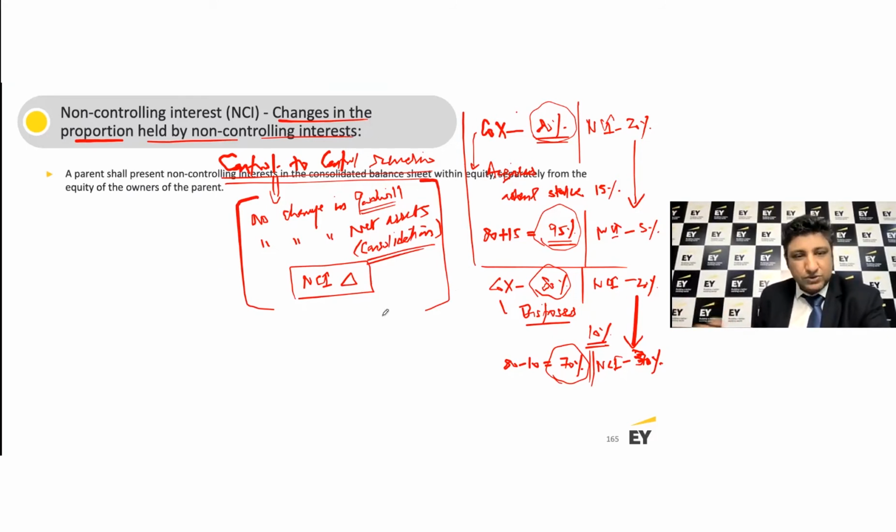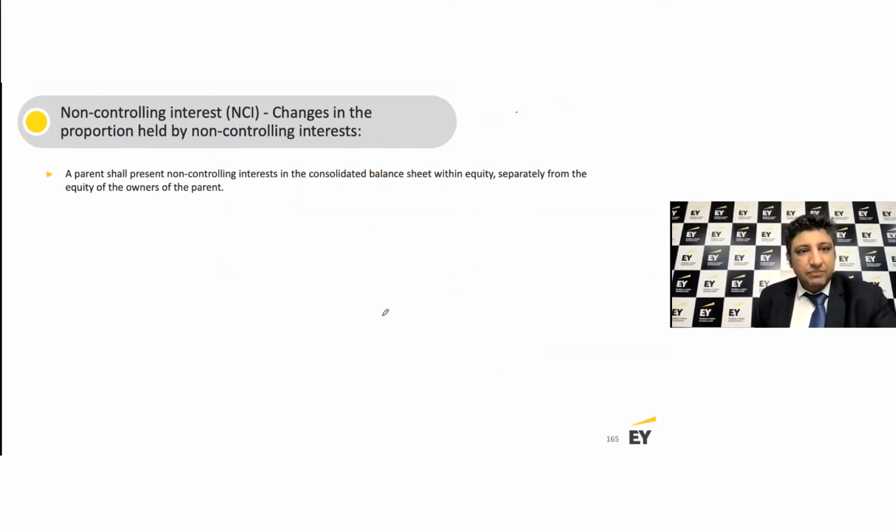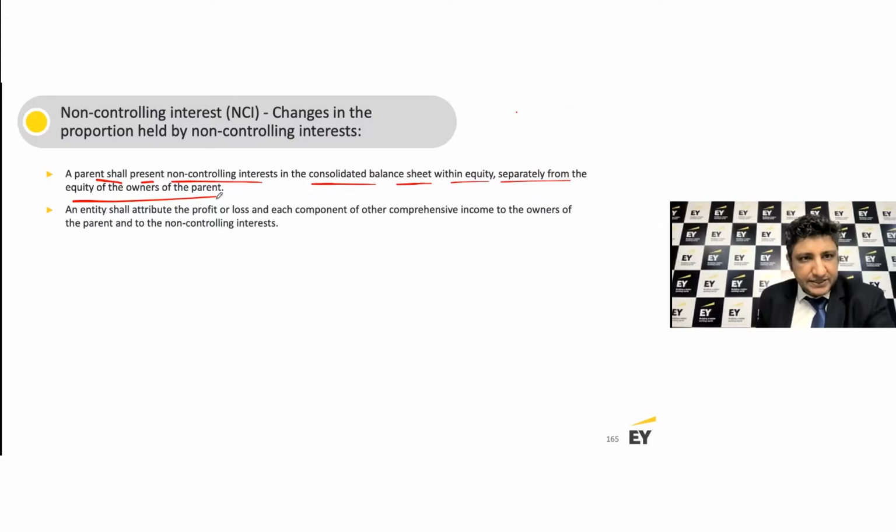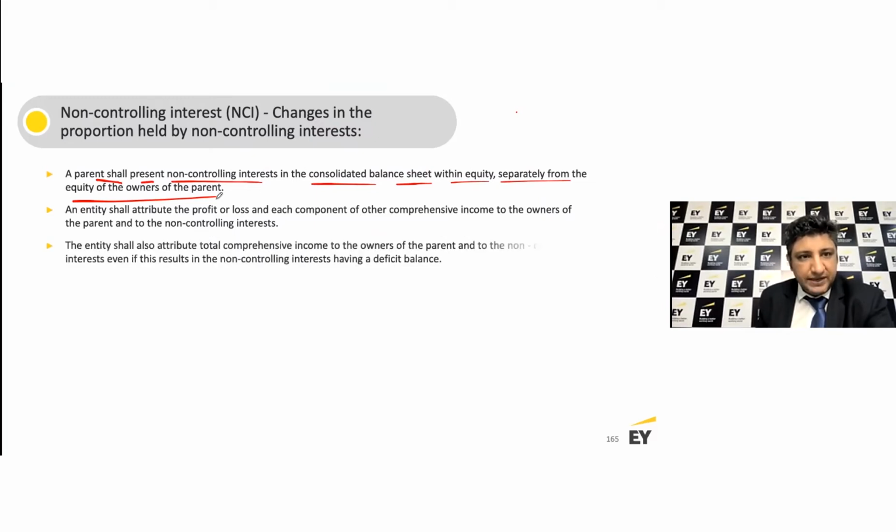We'll be taking notes on all these things with the help of a lot of examples, and build that along. So let's look at the concept again. It says that a parent shall present the NCI in the consolidated balance sheet within equity separately from the equity of the owners of the parent. An entity shall attribute the profit or loss and each component of other comprehensive income to the owners of the parent and also the NCI. We'll be discussing what all it means.